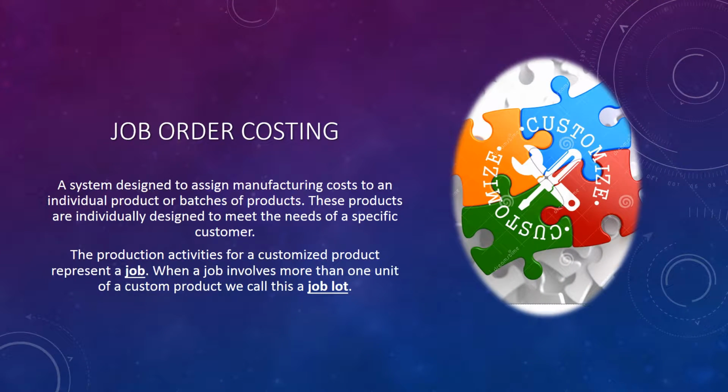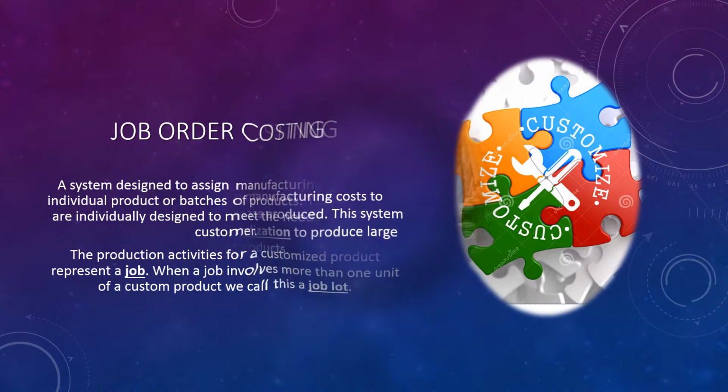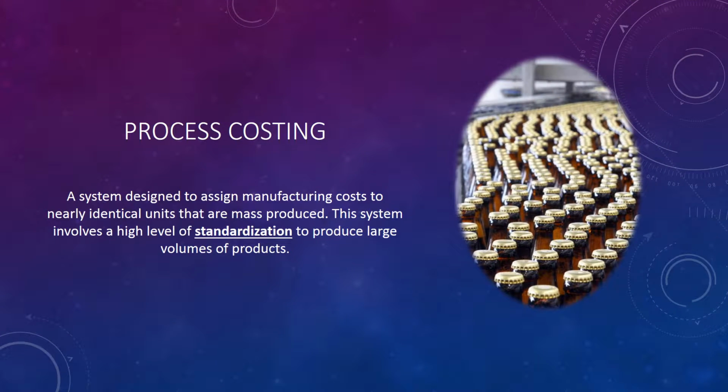First, let us delve into job order costing, which is defined as a system designed to assign manufacturing costs to an individual product or batches of products. These products are individually designed to meet the needs of a specific customer. In comparison is the cost accounting system known as process costing, which is defined as a system designed to assign manufacturing costs to the nearly identical units that are mass-produced.